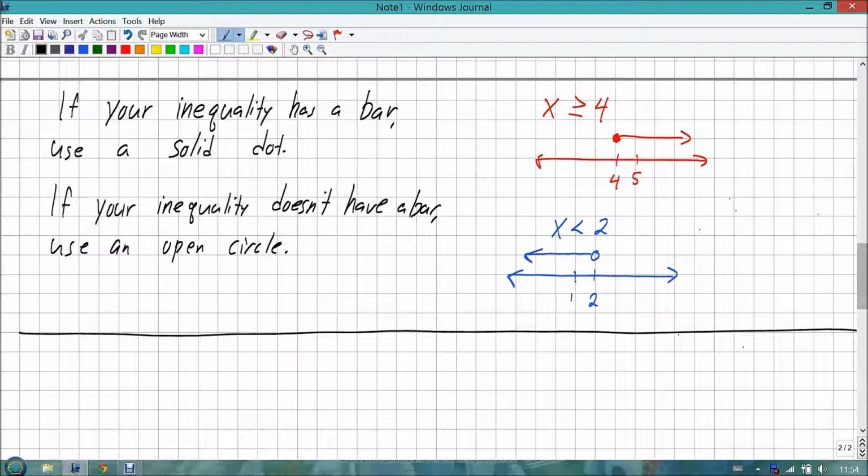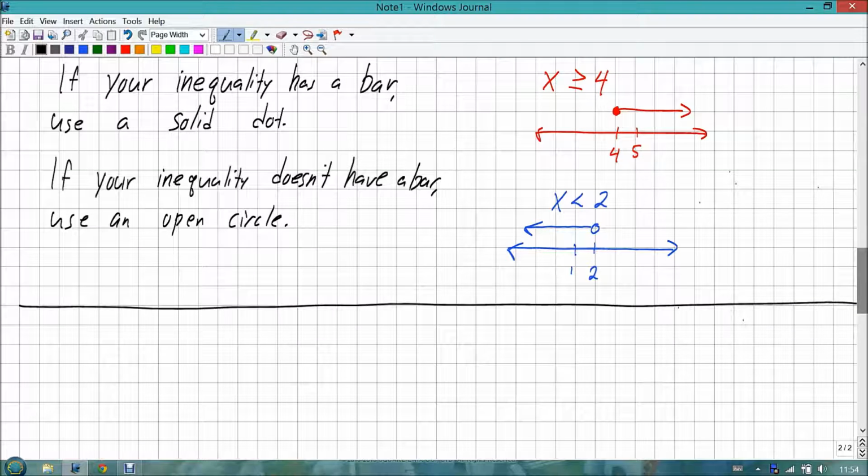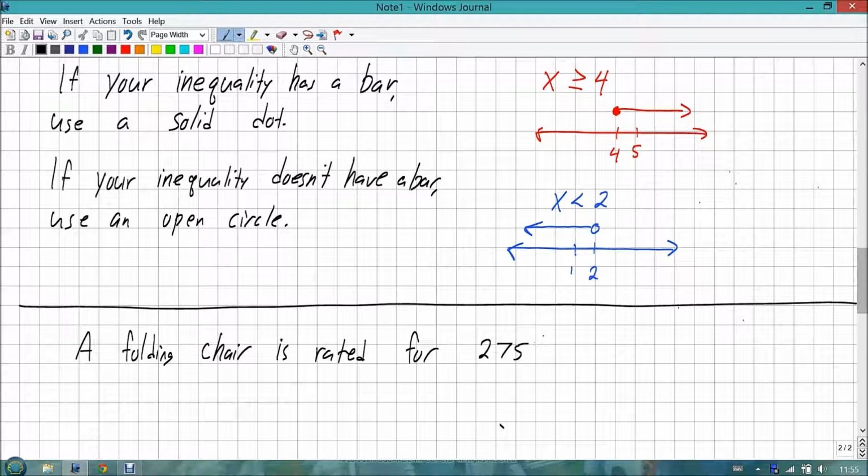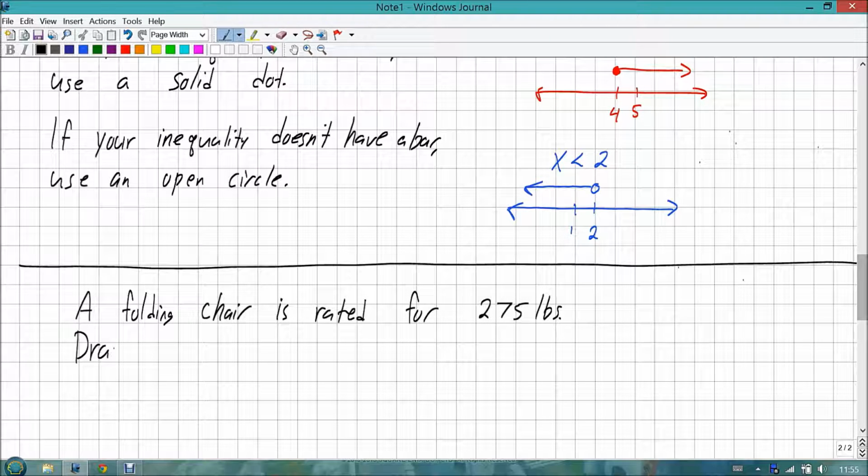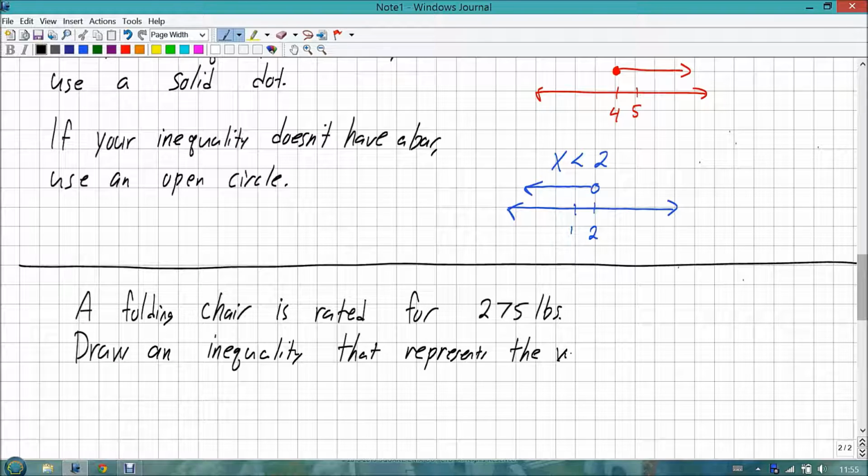Okay, now let's see about a simple word problem. So sometimes you have something called a weight limit for something. So for an example, let's say that we are purchasing a folding chair. So a folding chair is rated for, let's say, 275 pounds. Now we need to draw an inequality that represents the weights of people who can use this chair.